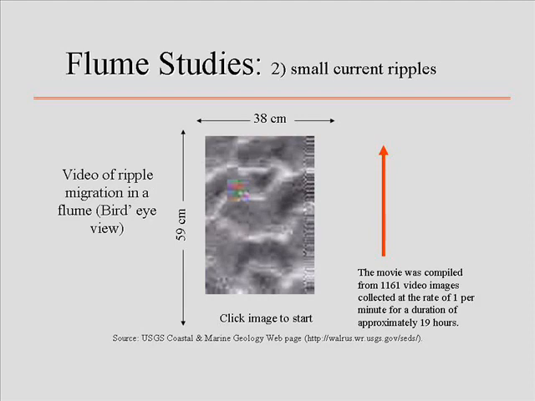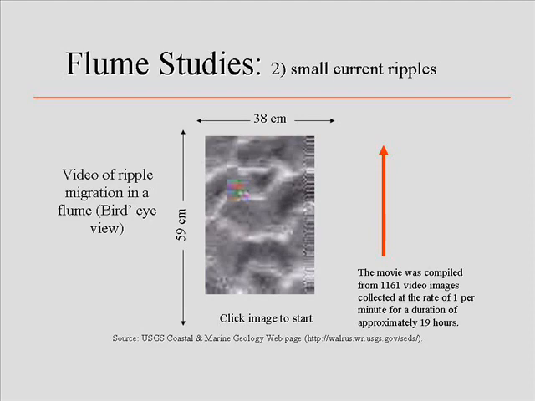Okay. Now, what you're going to be looking at is a bird's eye view looking down on a flume, and this is a series of over 1,100 separate images that are all put together into movie format. It's fuzzy and pixelated because, as I said, you have to imagine it looking like this big to start with. Now, the current's going to be going this direction.